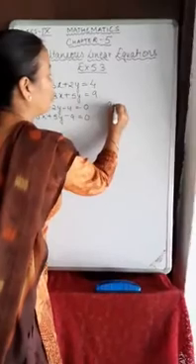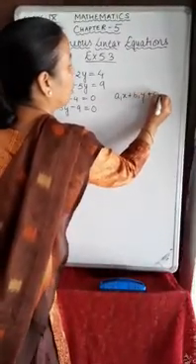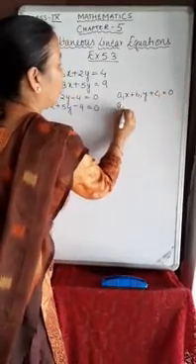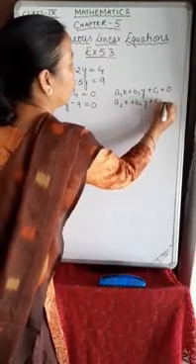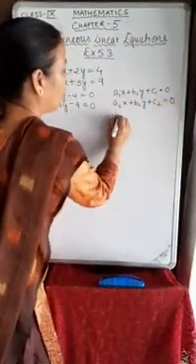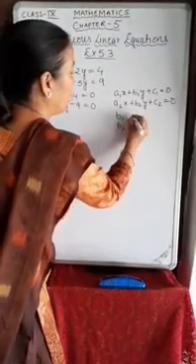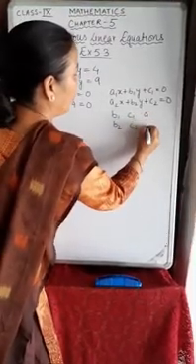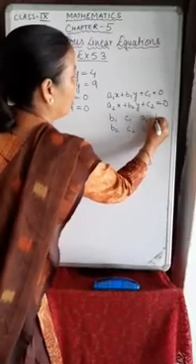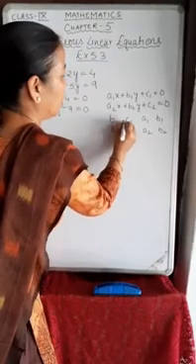As I told you earlier, if the equation is in this form, a1x plus b1y plus c1 equals 0 and a2x plus b2y plus c2 equals 0, then we have to write down the numerical values of the coefficients in this form first, and then we will multiply the terms like this.